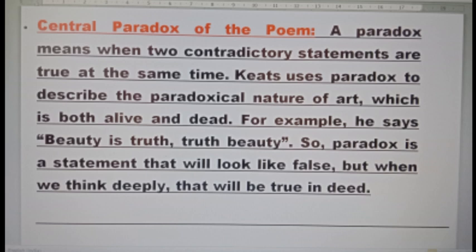Then the central paradox of the poem. A paradox means when 2 contradictory statements are true at the same time. Here John Keats uses paradox to describe the paradoxical nature of art, which is both alive and dead. For example, he says, beauty is truth, truth, beauty. So paradox is a statement that will look like a false, but when we think deeply, that statement will be true indeed.